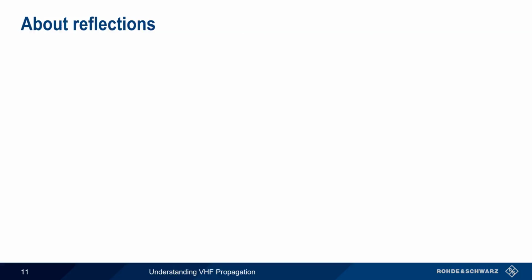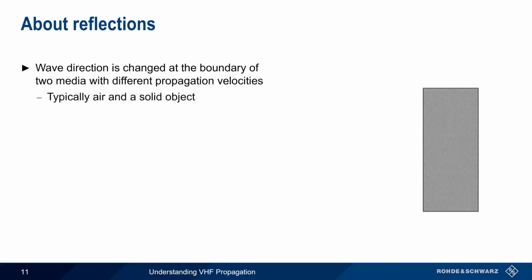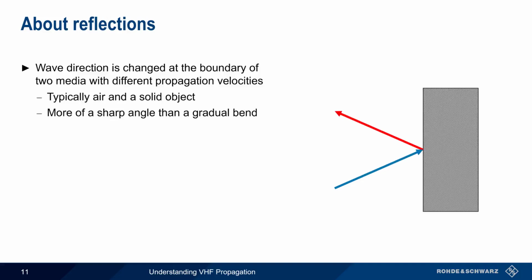The next topic we'll cover is reflections. Like refraction, reflection is a change in radio wave direction at the boundary of two different media with different propagation speeds. Unlike refraction, which involves two air masses, reflection generally occurs between air and a solid object, and this change in direction is more of a sharp angle than a gradual bend. Reflection also tends to be specular, which simply means that the incident and reflected angles are equal.